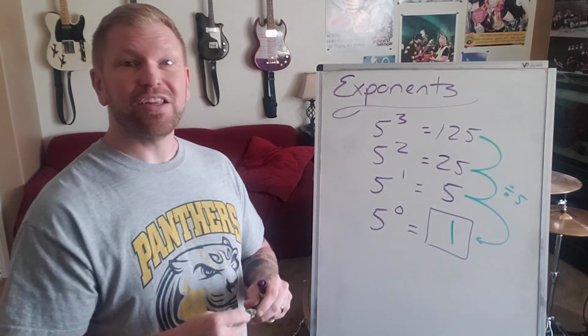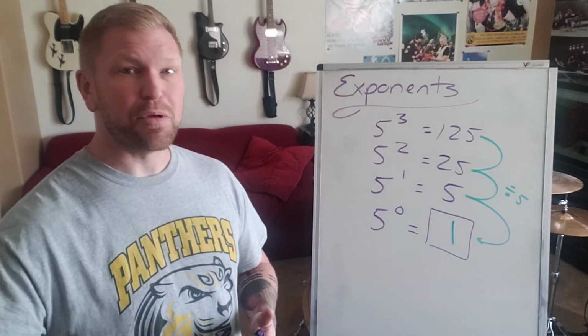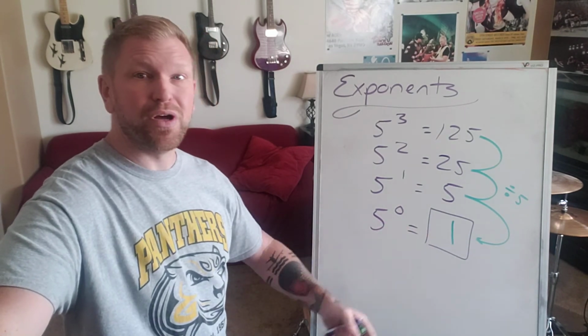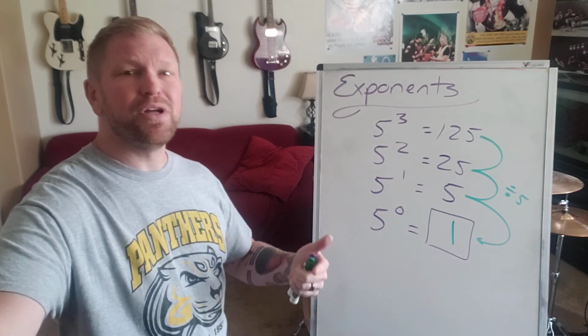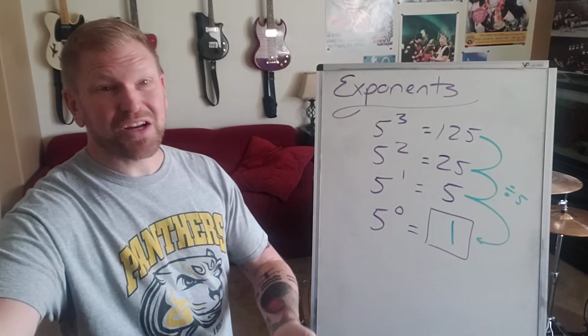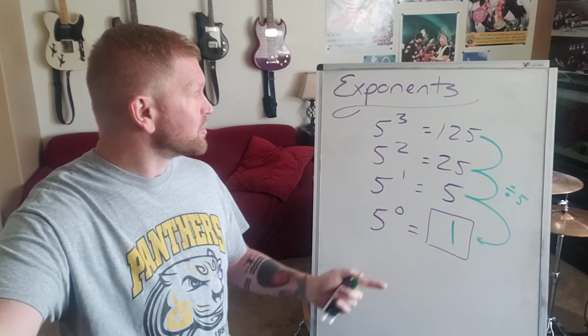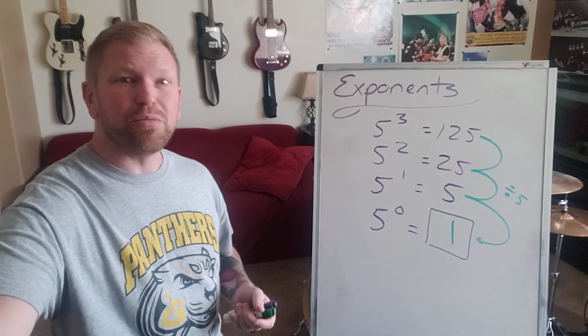So again, anytime you get an exponent of 0, a lot of people think the answer is 0. It's not. It equals 1. 5 to the 0 power equals 1. 12 to the 0 power equals 1. Even a fraction, like 3/4 to the 0 power, equals 1. Any number to the 0 power is going to equal 1. Okay, so that's a little bit about exponents.